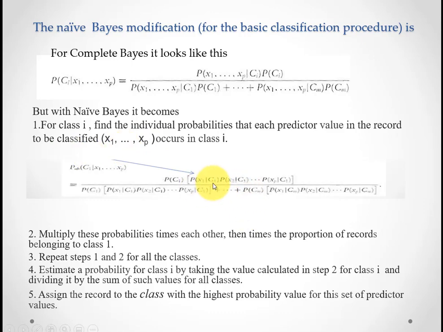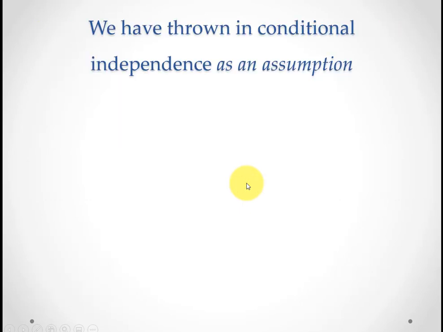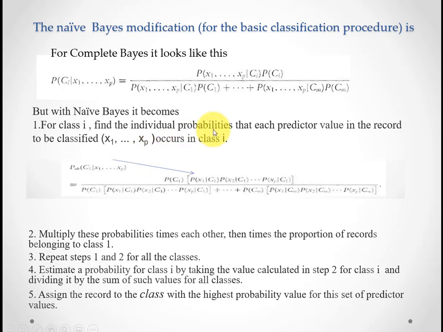Okay, we still don't know where this came from though. So where did it come from? We have thrown in conditional independence as an assumption. So it's just an assumption, but we are going to assume conditional independence. And if you recall, we studied conditional independence, so we know what that means. We have to go back and review it and remember what the equation looks like for conditional independence. But you would say, well, who said that we can say conditional independence here? Well, no one says it.